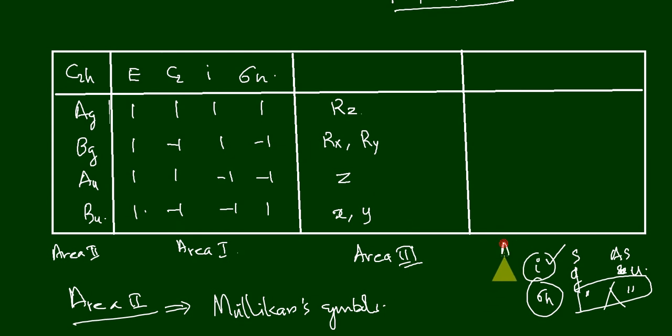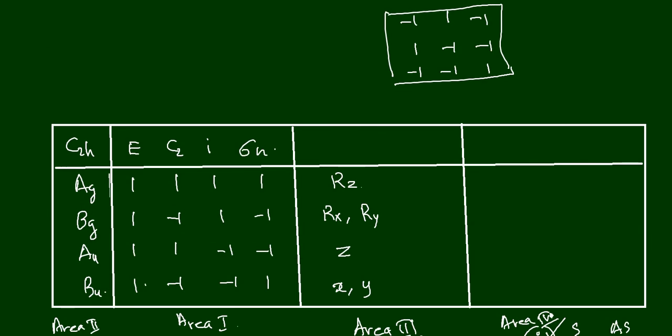Now we have to go for area 4. Okay. In area 4 we are filling up the binary products and squares. So we have to take the squares and binary products.